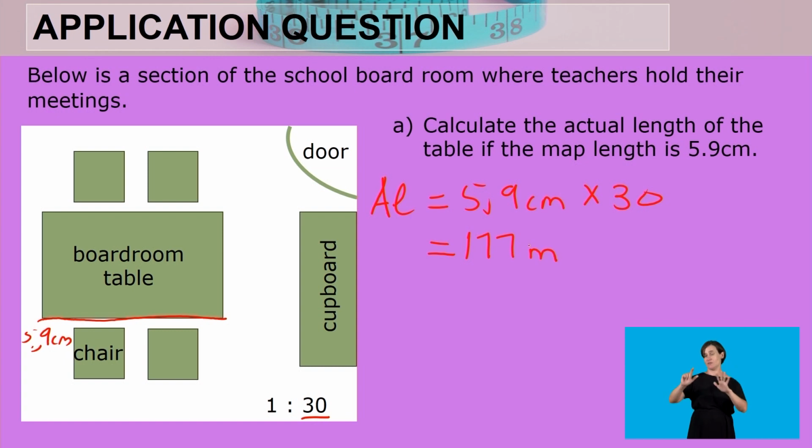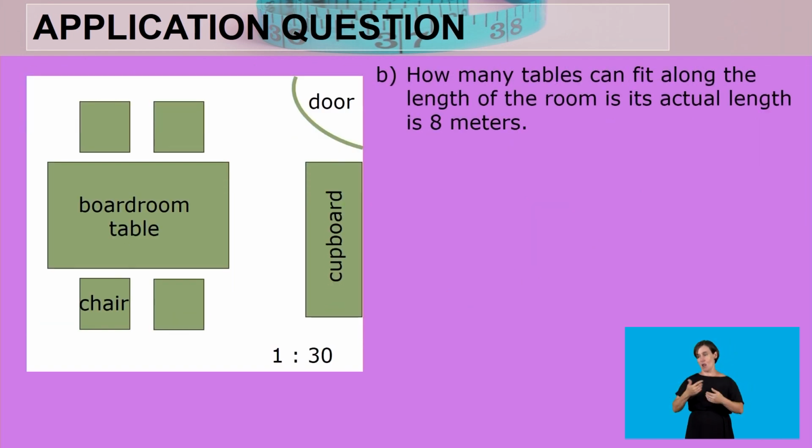177 centimeters. Now we have to convert it to meters because the basic unit of actual lengths is actually meters. So we divide this by 100, because from centimeters to meters, we divide by 100, small to big. So what is 177 divided by 100? We are getting 1.77 meters. So it means this table is 1.77 meters long.